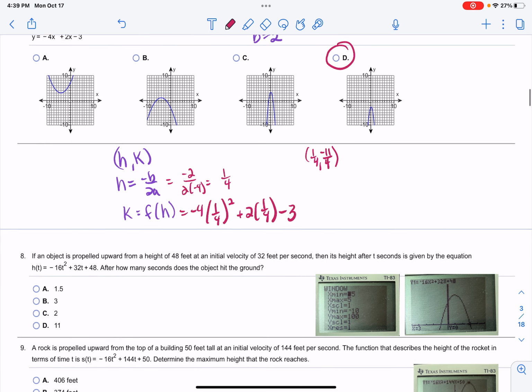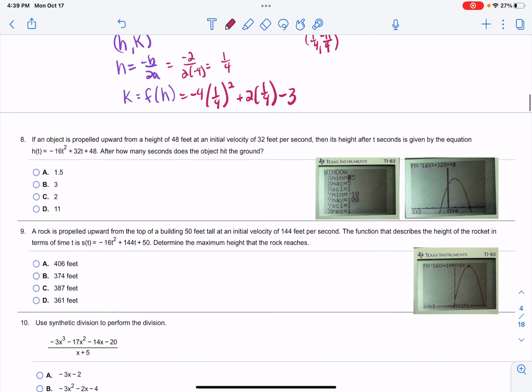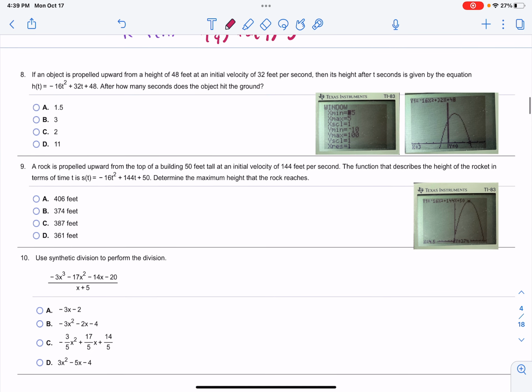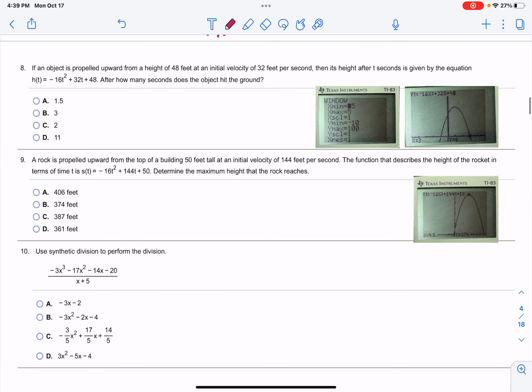Let's continue on to number 8. In number 8, if an object is propelled upward from a height of 48 feet with an initial velocity of 32 feet per second, then its height after t seconds is given by the equation h of t, which is equal to negative 16t squared plus 32t plus 48. After how many seconds does it hit the ground?